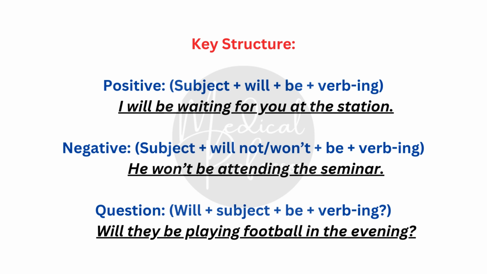Key structure of future continuous tense. Positive. Subject plus will plus be plus ing form of the verb. For example, I will be waiting for you at the station. Negative sentences. Subject plus will not plus be plus ing form of the verb. For example, he won't be attending the seminar. Question forms. Will plus subject plus be plus ing form of the verb. For example, will they be playing football in the evening?